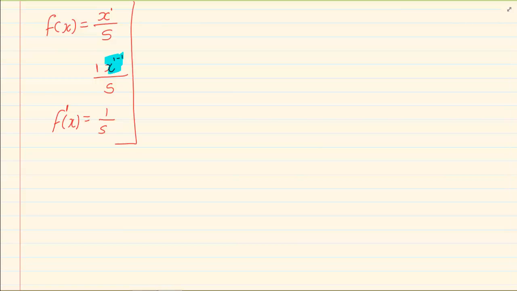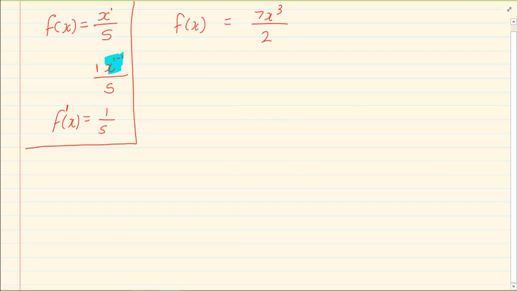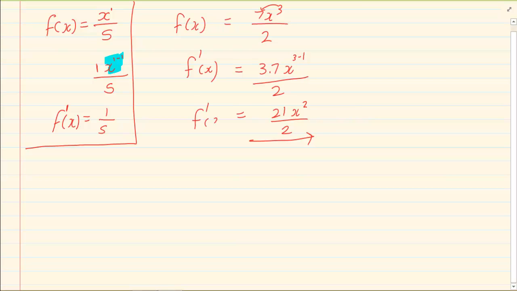Let's try another one. If I give you f of x is equal to 7x cubed over 2. Now again, my unknown is on top, not at the bottom. So you simply apply the rule, bring the 3 in front. So it would be 3 times 7, x^(3-1), all over 2. So we have 21x squared all over 2. This is now f'(x), f derivative x.